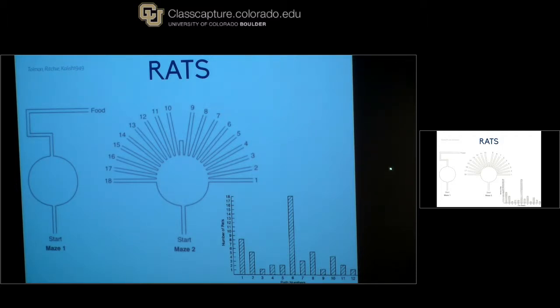But okay, one more point. What made the rat think that 6 was good? 6 was a shortcut to food. And food, why did he assume that food was there?